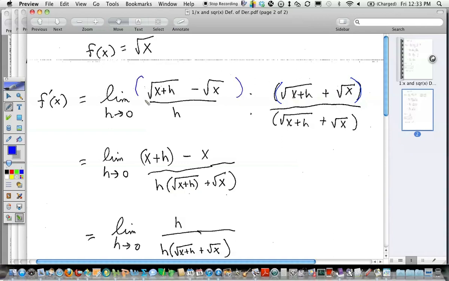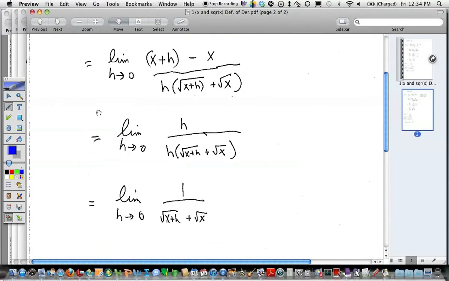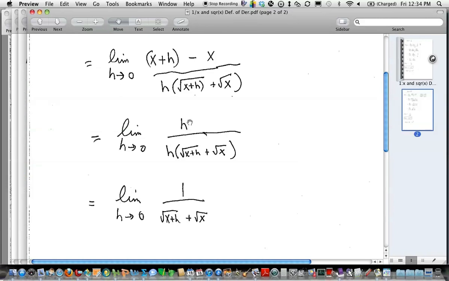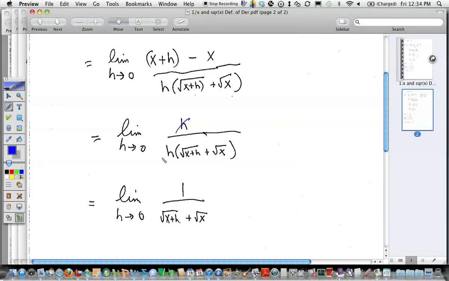On the top, when you FOIL, this times this just gives you x plus h. The outers and the inners disappear. That's that a plus b, a minus b thing. The outers and inners drop out. And then the last times the last gives you -x. X plus h minus x, the x's drop out. You end up with just h on top. You got this mess on the bottom. We don't care how messy that is because we don't want to distribute it, because the whole point here is to let the h's cancel. And so the h's can now cancel and we end up with 1 over this.